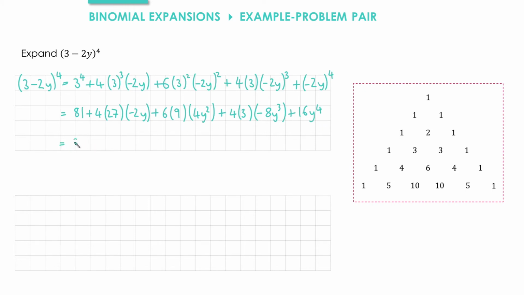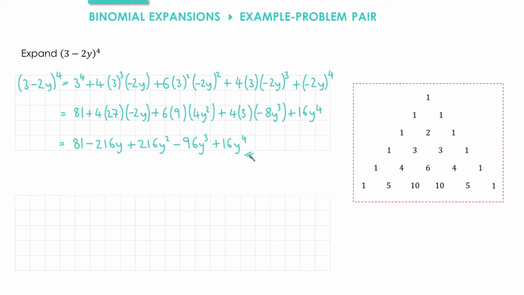Finally, we'll just tidy everything up. So we've got 81. We've got 4 times 27 times negative 2. So we know it's going to be negative, so we'll put a minus sign here. 4 times 27 times 2 is 216. So we get minus 216y. Next up, we've got 6 times 9 times 4. That's also 216. But this time it's positive. And we've got y squared. For the next term, we're doing 4 times 3 times negative 8. So it's negative. And we get 96 if we multiply those together. y cubed. And then finally, plus 16y to the 4.